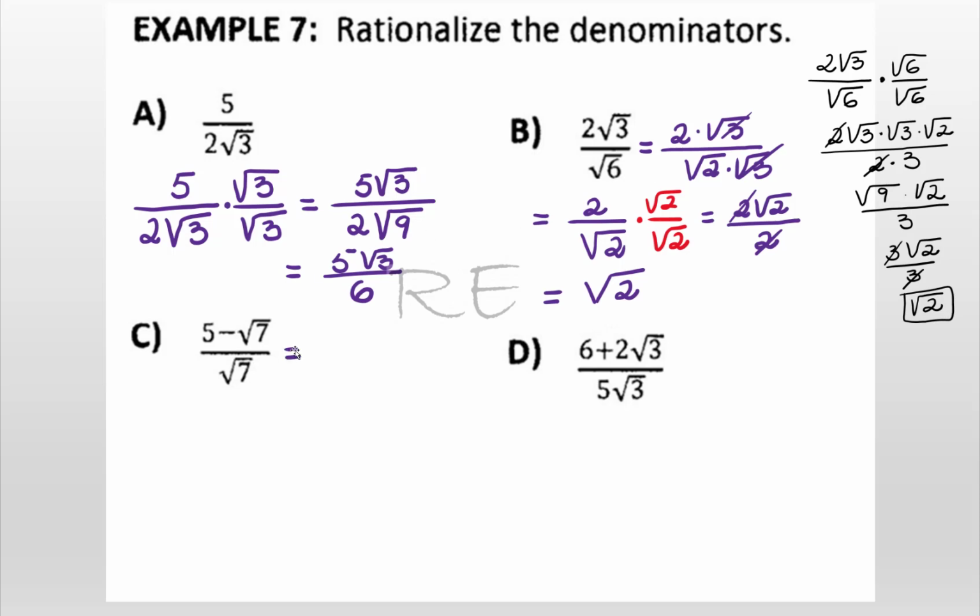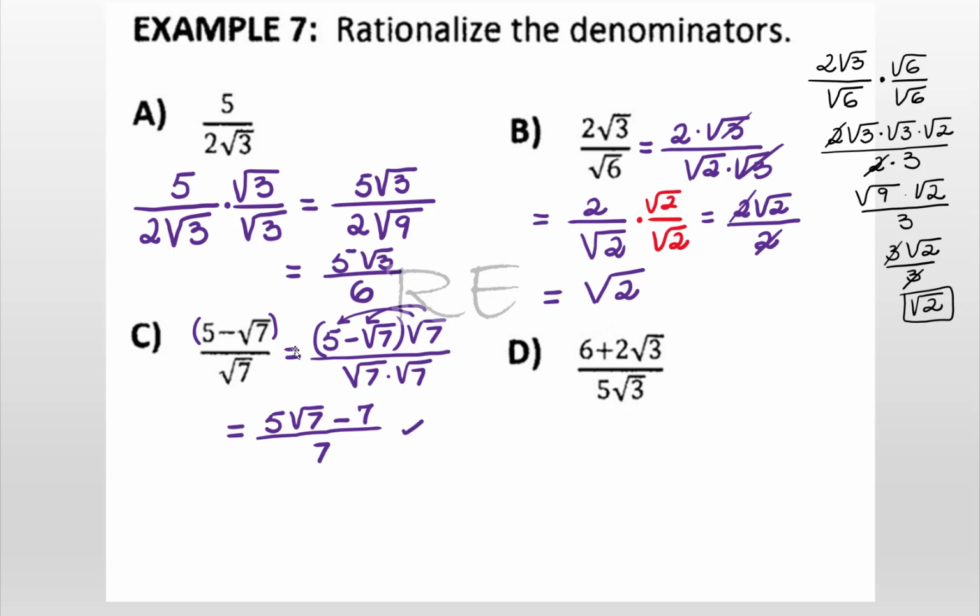For C, we're going to multiply, and we'll use parentheses, 5 minus square root of 7 by square root of 7. And we also will multiply the denominator square root of 7 by square root of 7. Now, the numerator becomes, using distribution, 5 square root of 7 minus square root of 7 times square root of 7, it's just 7, over square root of 7 times square root of 7, 7. Do not cancel.